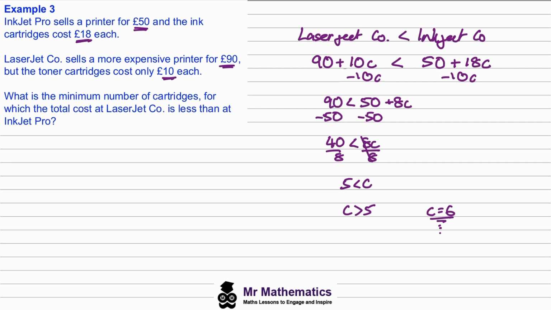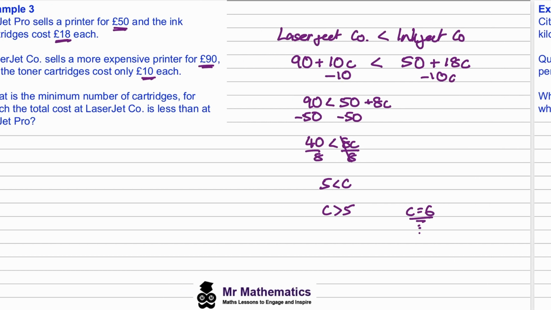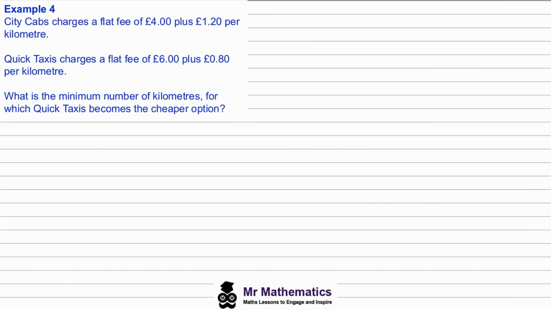Let's try one final question. So do you want to read through question 4, and then try and work out the minimum number of kilometres for which Quick Taxis becomes the cheaper option? Okay, so welcome back if you had a go. So we want the Quick Taxis to be less than the City Cabs.